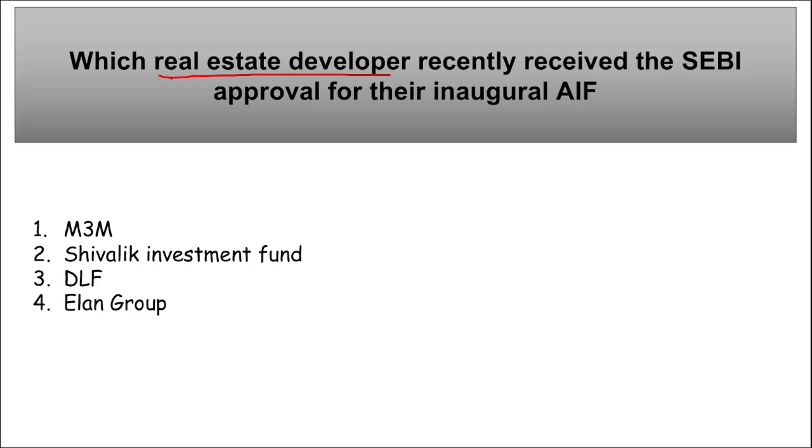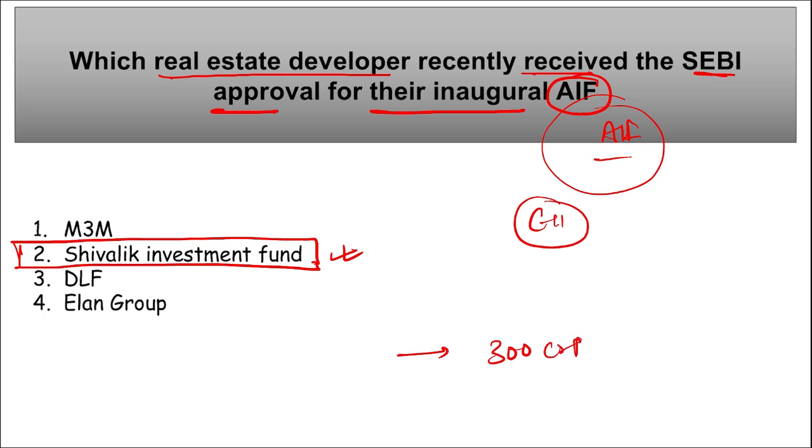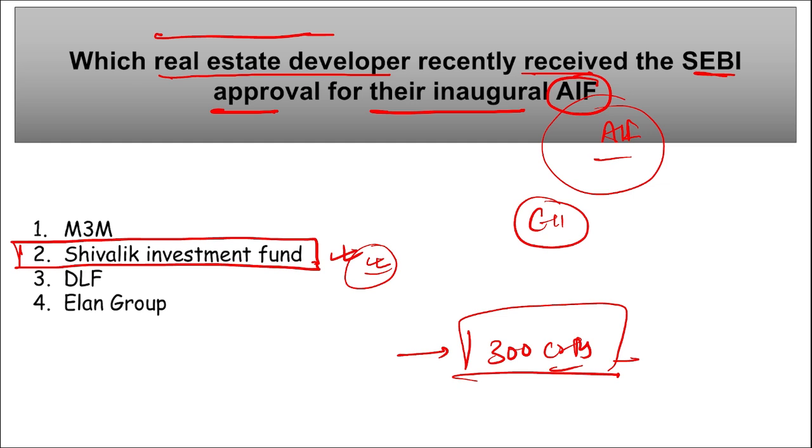Next, which real estate developer recently received the SEBI approval for their inaugural alternate investment fund, that is AIF? So this will be a category 2 alternate investment fund that will be set up, and for this the approval was received by SEBI. It is Shivalik Investment Fund, right? Shivalik Investment Fund has recently received the regulatory approval from SEBI in order to set up their category 2 alternative investment fund. This fund aims to raise 300 crore rupees through a private placement including a 150 crore rupees green shoe option. So just remember, it is Shivalik Investment Fund that aims to raise 300 crore rupees through this AIF, and it is Shivalik Investment Fund, that is the real estate developer that recently got the approval from SEBI. And this Shivalik Investment Fund, remember, is an Ahmedabad, Gujarat based real estate developer.